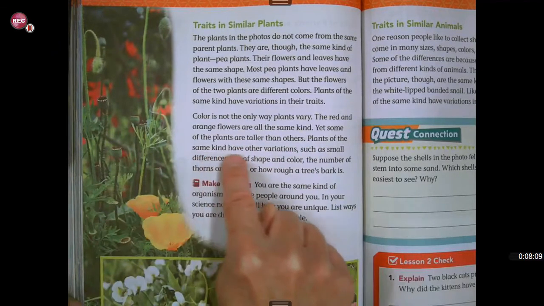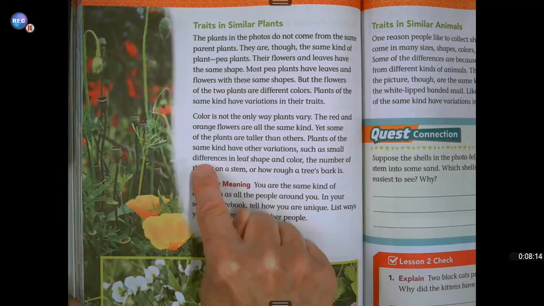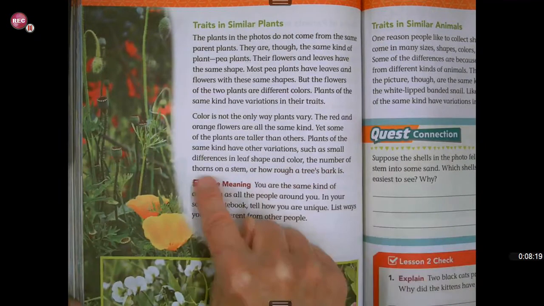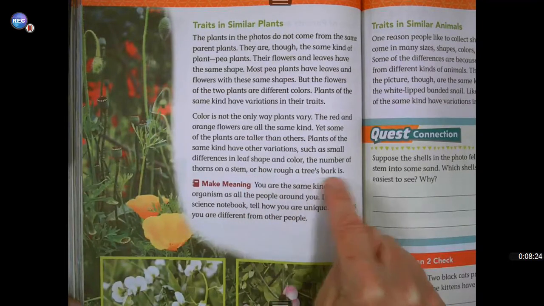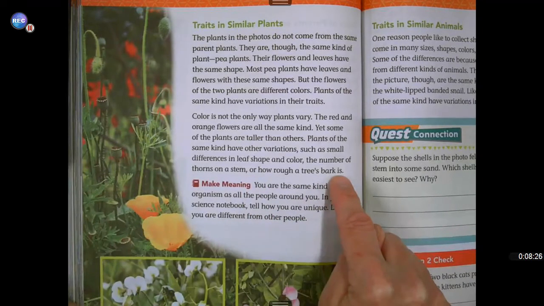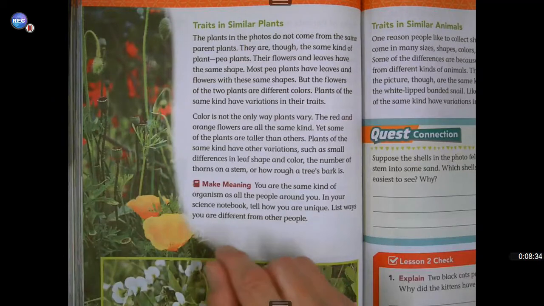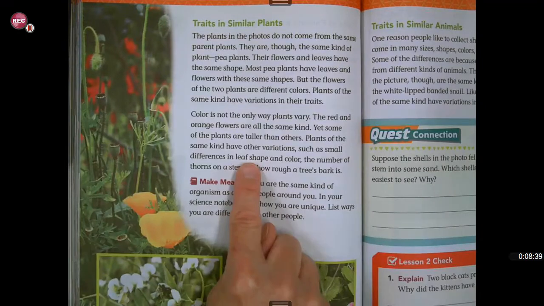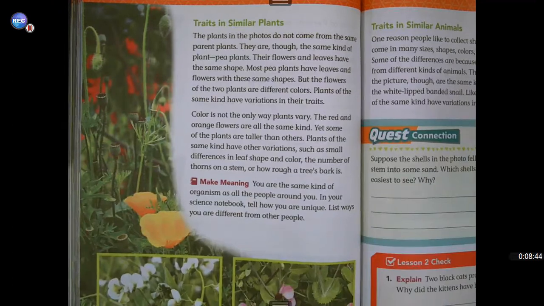Plants of the same kind have other variations, such as small differences in leaf shape and color, the number of thorns on a stem, or how rough a tree's bark is. Okay, again, so just because a plant is the same kind, they have variations. That means things that are different. And again, they say that some of those variations could be the shape and color of leaves, the thorns on a stem, or how rough the tree bark is.